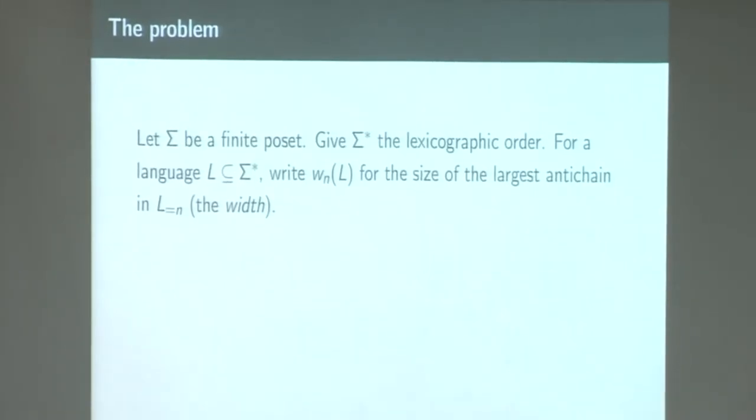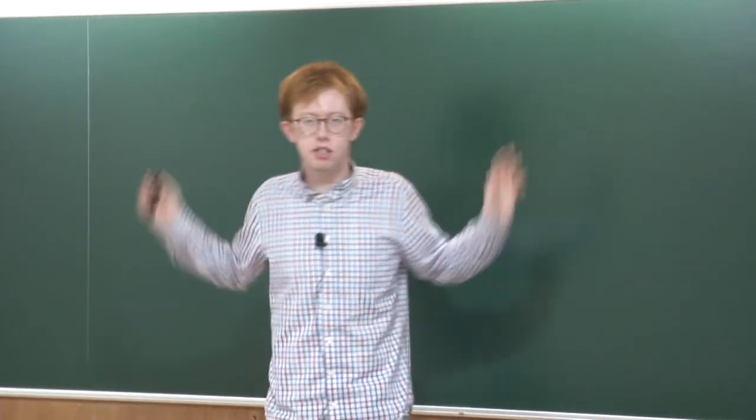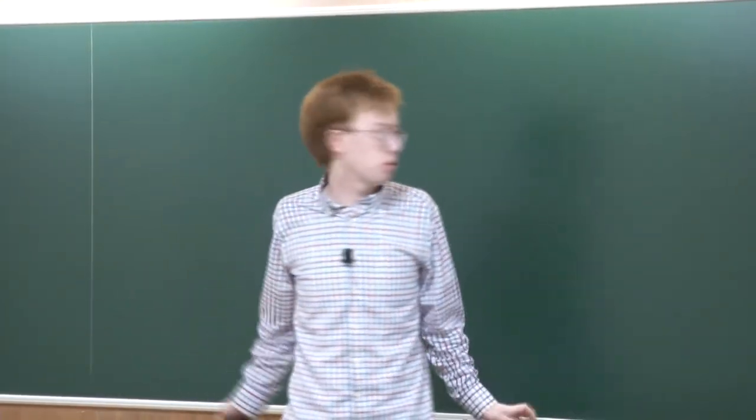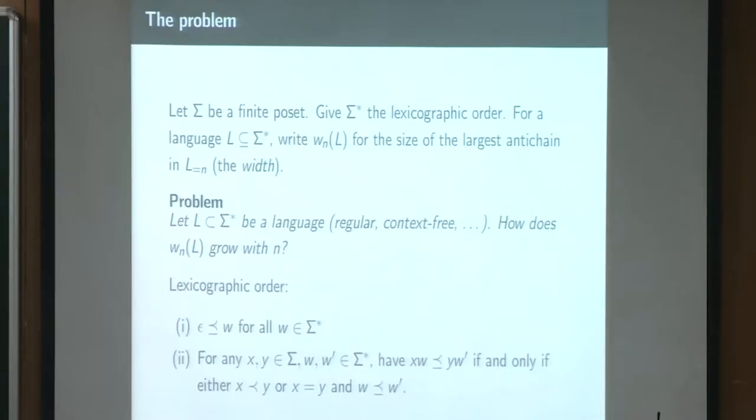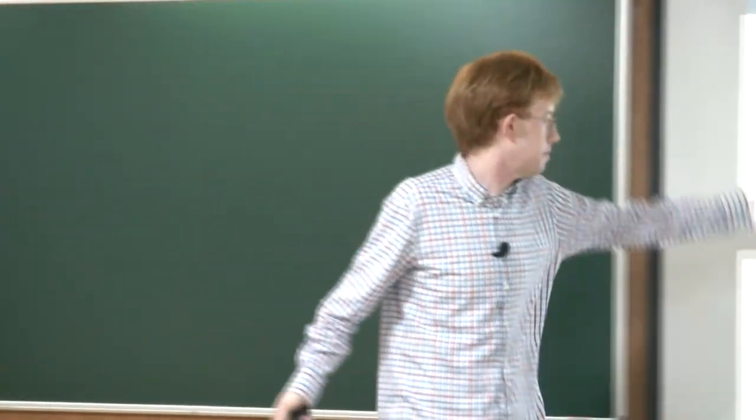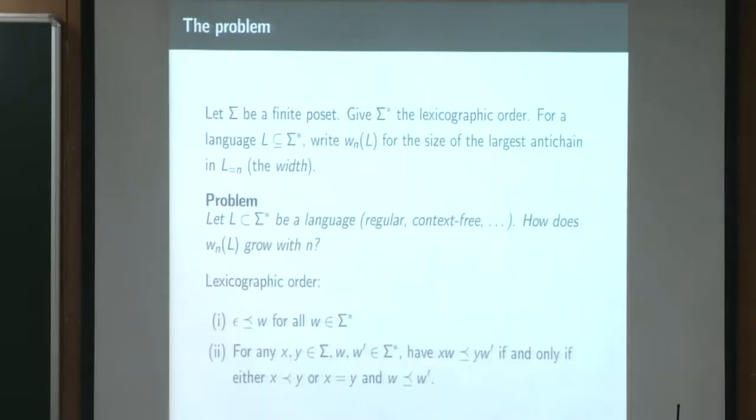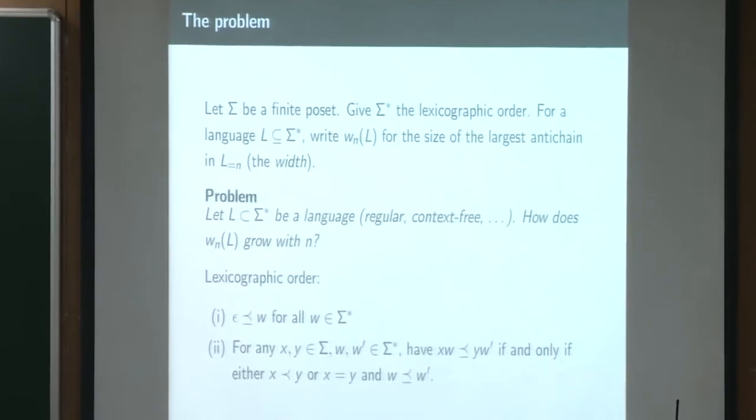In the theory of partially ordered sets, the size of the biggest antichain is called the width. So that's the reason for the title of the talk. So the problem is, if I give you a language, and typically it will be some special family of languages like regular languages or context-free, we want to know how the width grows with n. So that's just writing down the lexicographic order.